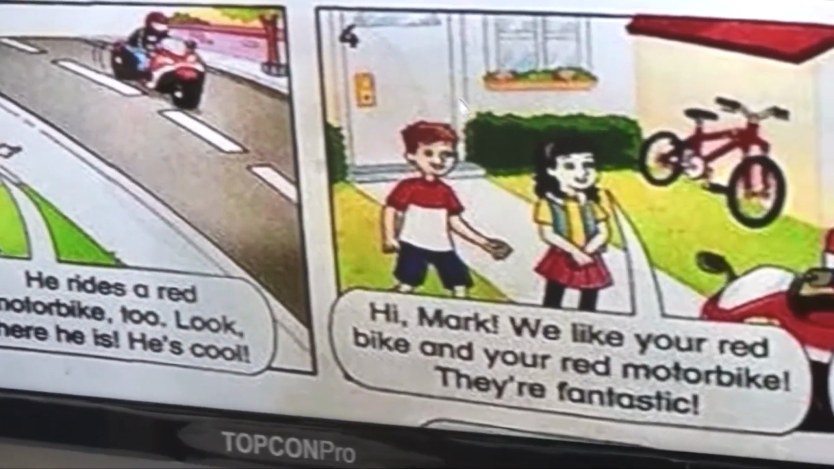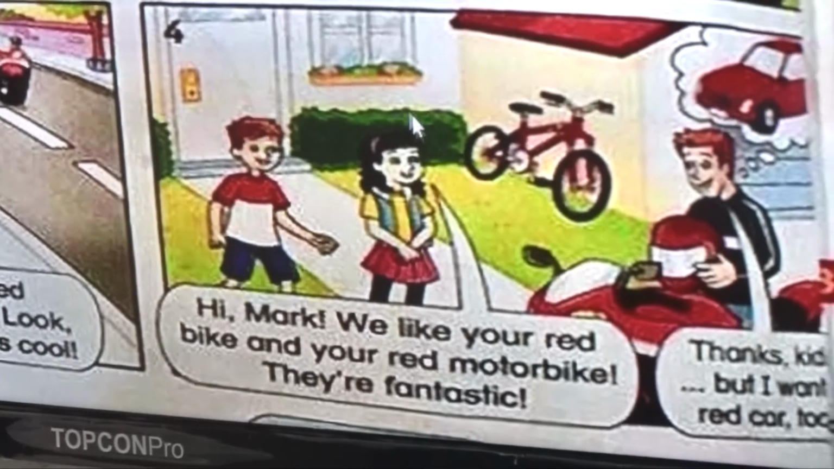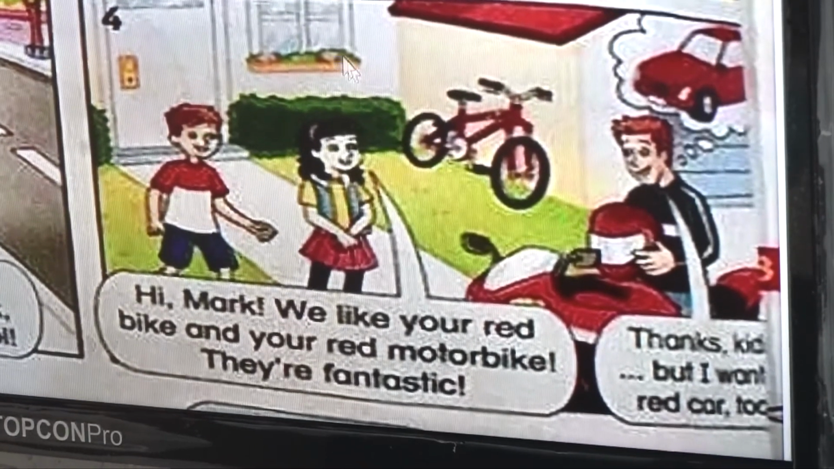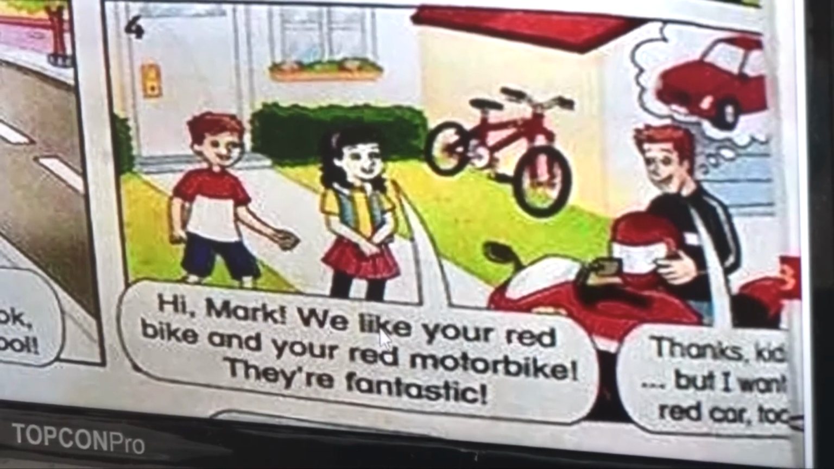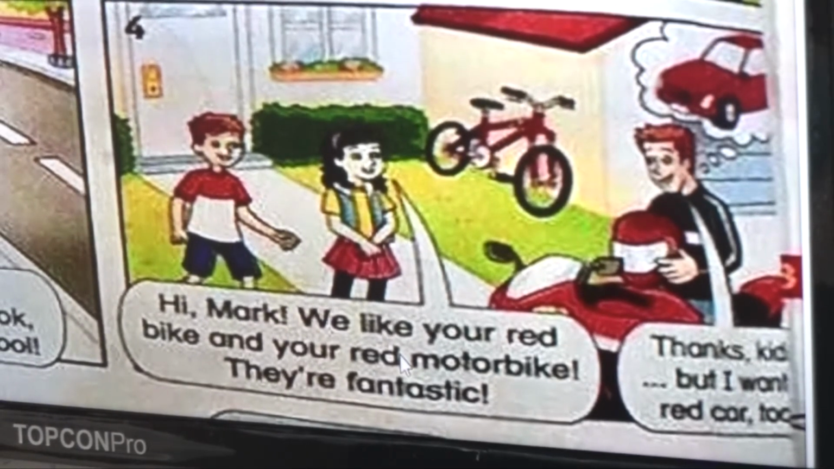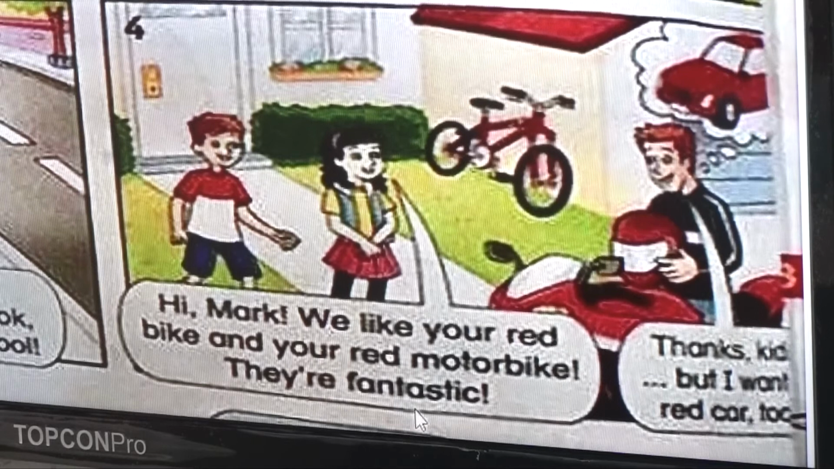Okay, number 4. So here we have Emily talking to Mark. Alright, so Emily says, hi Mark, we like your red bike and your red motorbike. They're fantastic. Okay, so what are there? There means the red bike and red motorbike, right? So they are fantastic, these two.